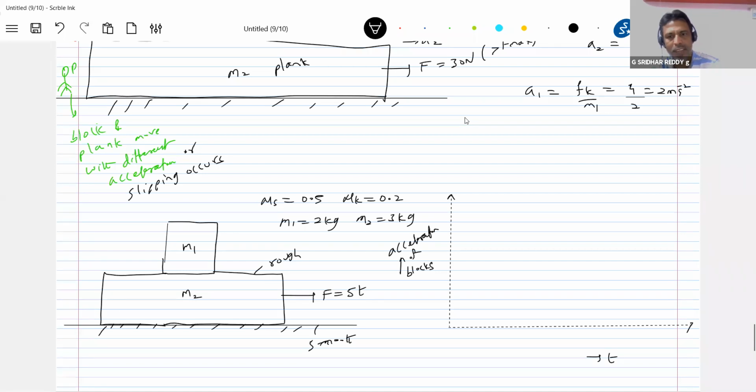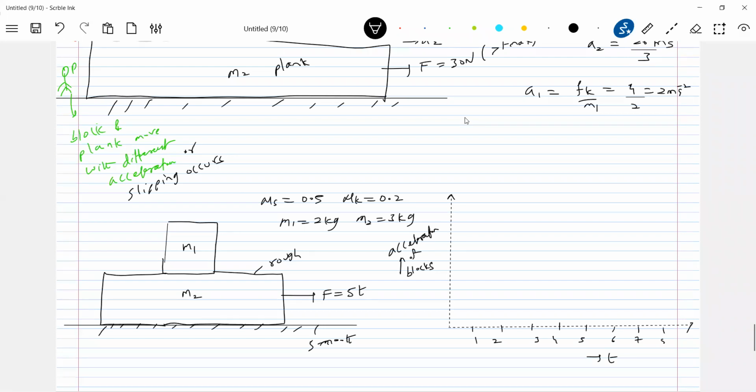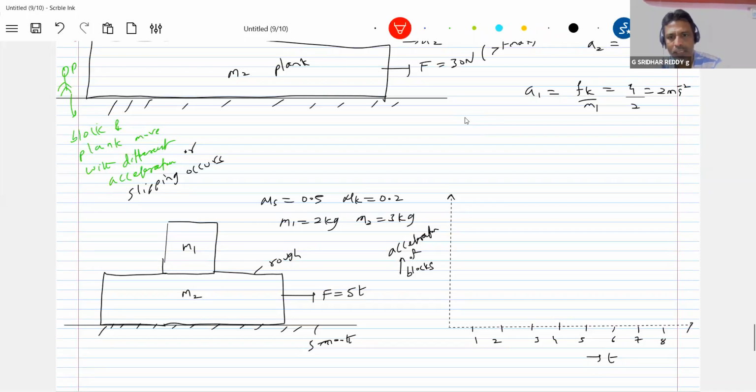Till 5 seconds, both will have... 1, 2, 3, 4, 5, 6, 7, 8. You can keep one, and let this be the acceleration. So till 5 seconds, both will have a common acceleration.